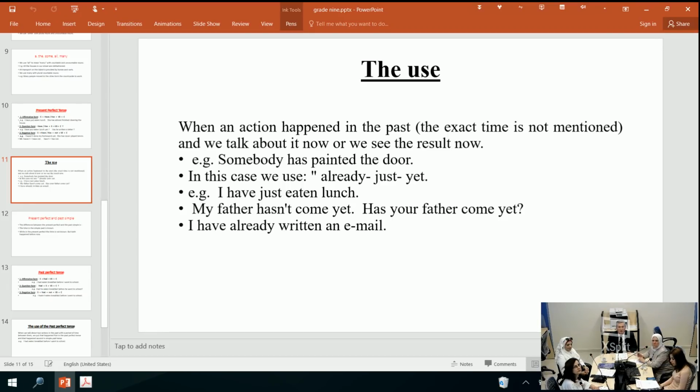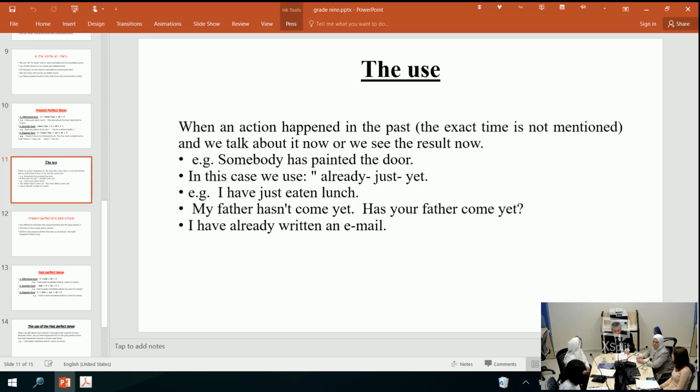The use, Miss Hanadi, will you please read the use of the present perfect tense? When an action happened in the past, the exact time is not mentioned, and we talk about it now, or we see the result now. So first, the action is in the past, before now. The time is not mentioned, but there should be a connection with the present.